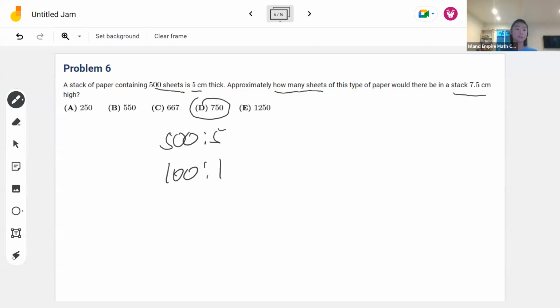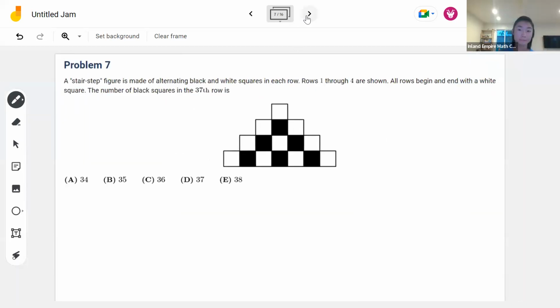Alrighty, so do you all understand this problem? Sometimes we'll need to use ratios and do a little bit more calculations, but for problems like these, read through it first. If you don't need to write down a bunch of numbers, you don't have to, and you can get through it more quickly. All right, so we move on to the next one.